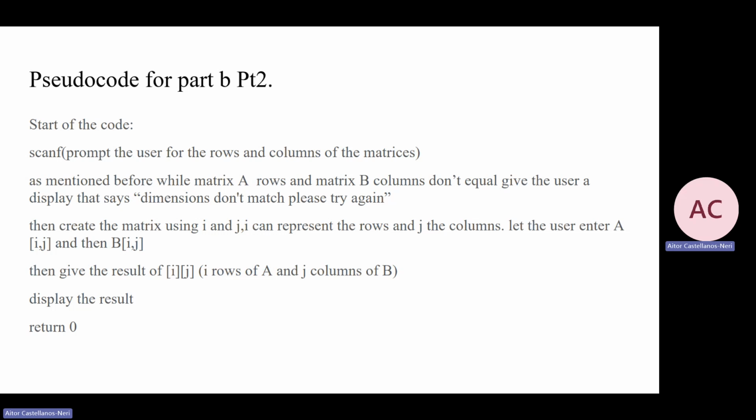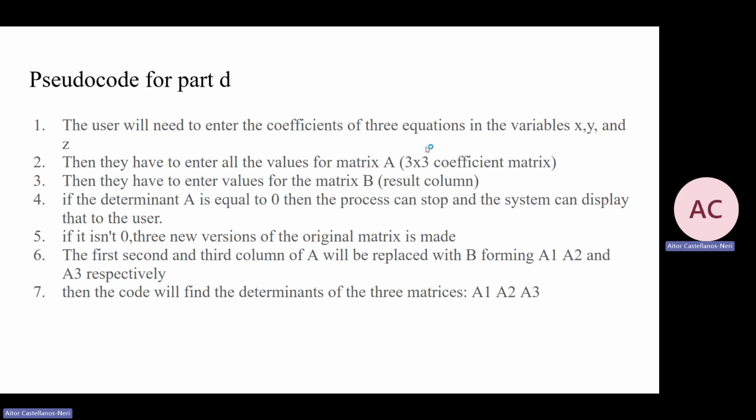So we create the matrices and let the user enter the elements. And then obviously we compute the result of the actual multiplication, and then we display the result. And hopefully after all that, we get return 0. So yeah. Next we're going to be talking about Cramer's rule.